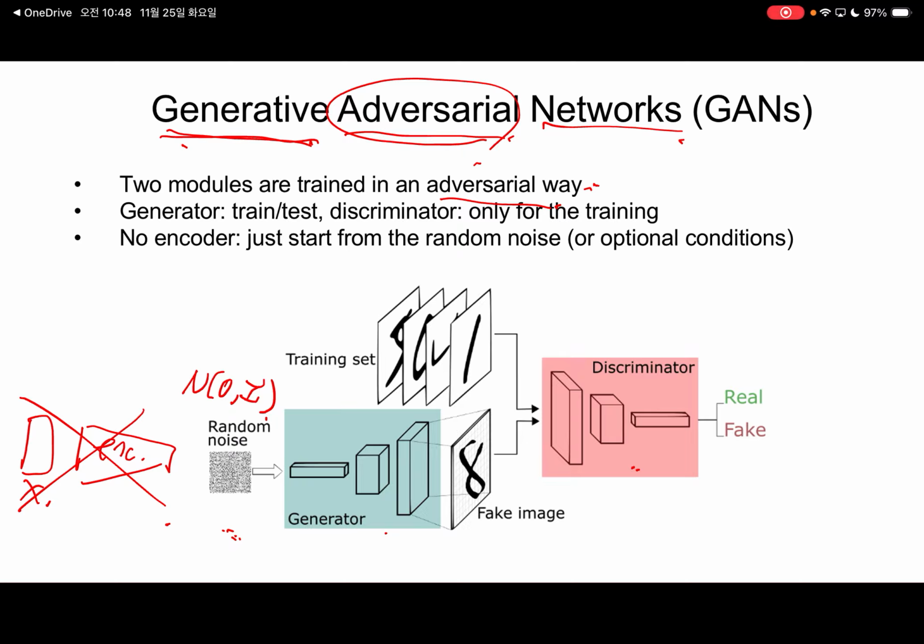These are some differences and characteristics of GAN. Two modules are trained in an adversarial way. They are fighting each other. They have different objective functions. There are two modules. The generator is used for both training and testing. The discriminator is only used for training.